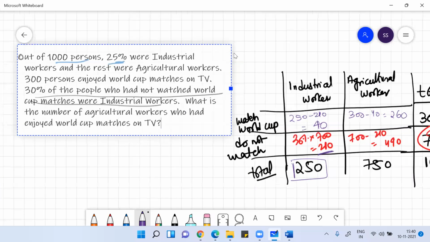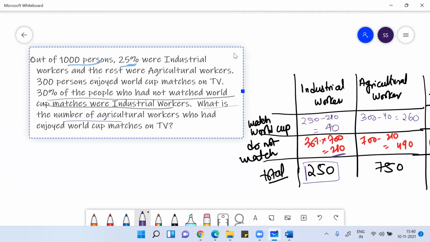So question is that what is the number of agriculture workers who had watched World Cup match on TV? The number of agricultural workers who had watched World Cup match on TV. This is what you had to find.